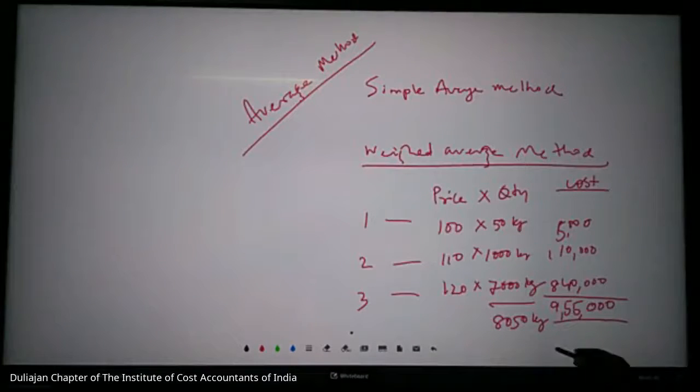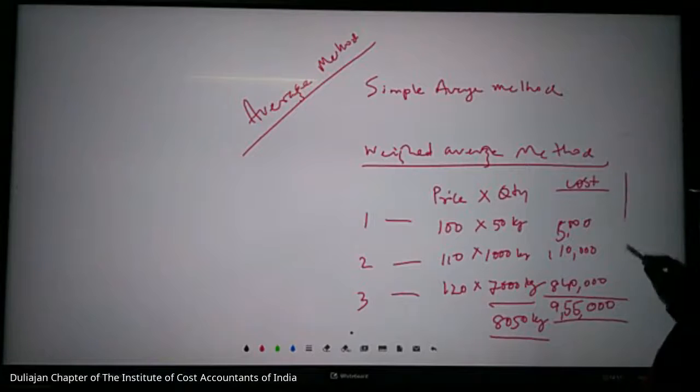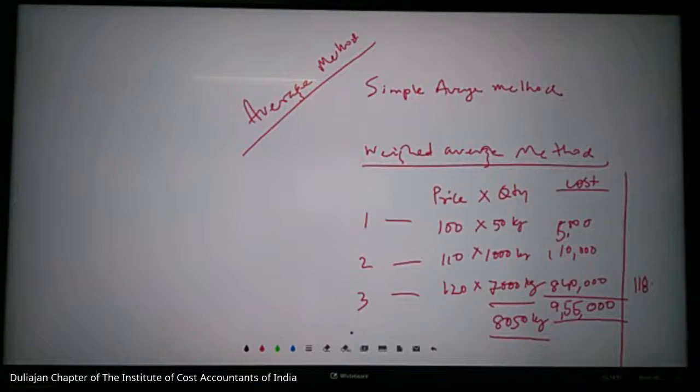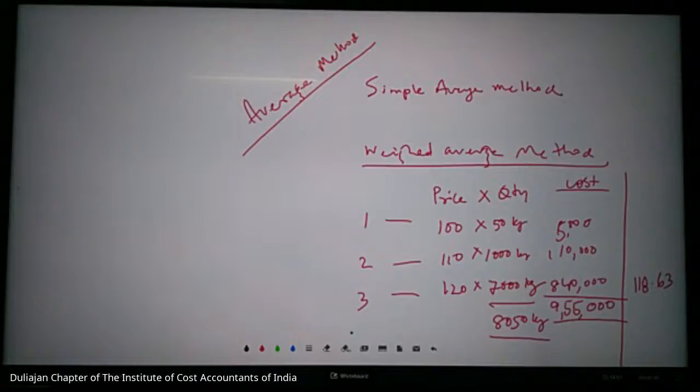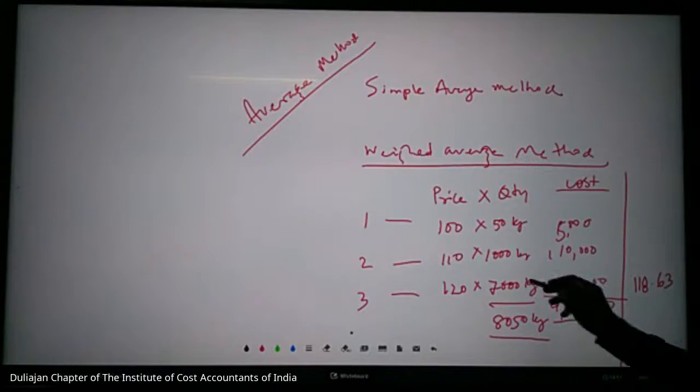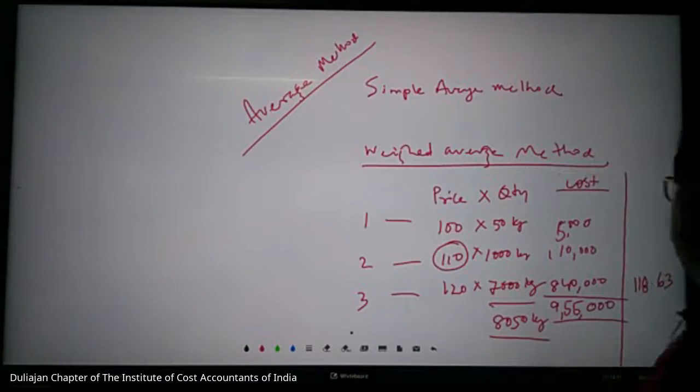You will get the weighted average price. What is the price? Just divide 9,55,000 by 8050 kg. It is 118.63. See here, in simple average I was getting 110, but now you see it is 118.